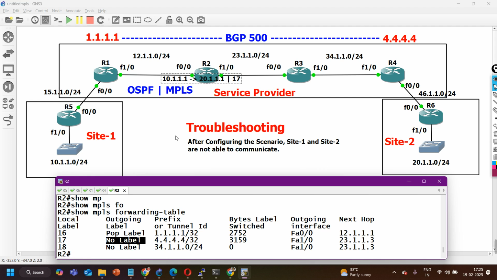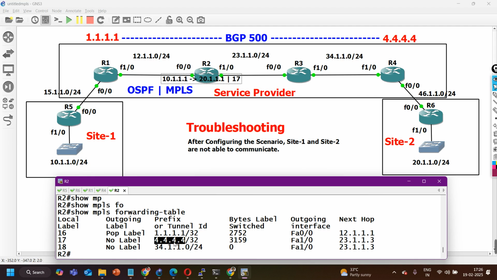And here is some issue. Why doesn't router 2 have a label for 4.4.4.4? Right? Router 2 should have a label for 4.4.4.4, and that is going to be the remote label for 17. For local label 17, here the remote label should be something for 4.4.4.4. So here is one issue.